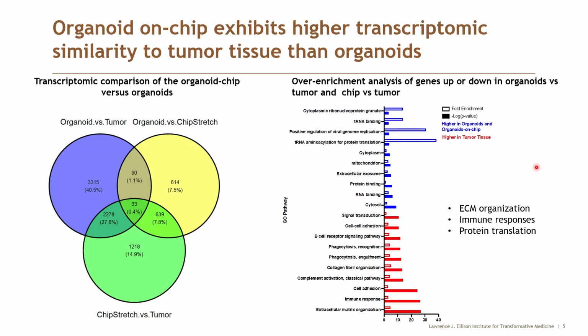We see a lot of ECM organization, which makes a lot of sense, as we are not able to, in this model system, recapitulate the exact ECM of these different patients. There is tumor-to-tumor variability there. We also see a lot of immune responses. In this version of the chip, we do not have immune cells yet. And we do see some different protein translation and transcription, which, again, are model system differences.